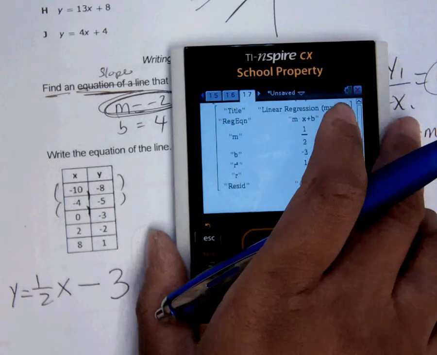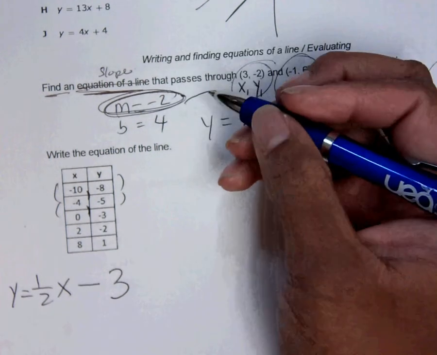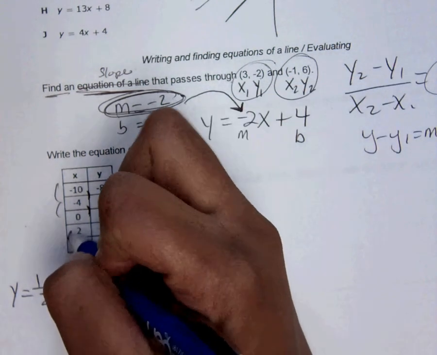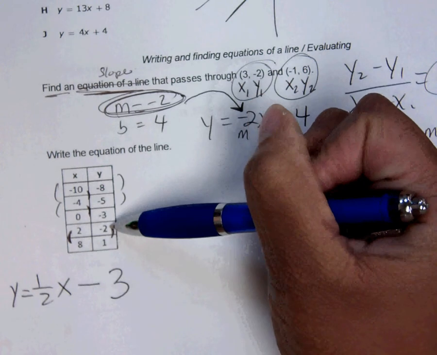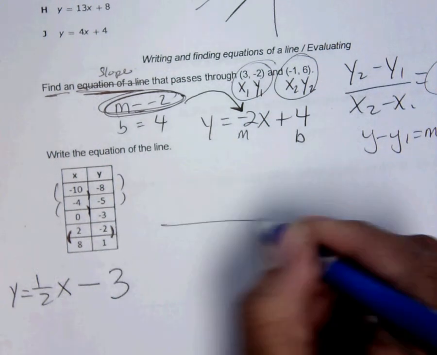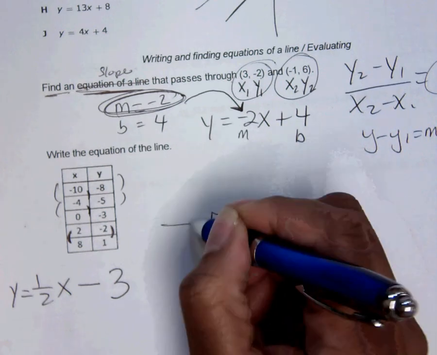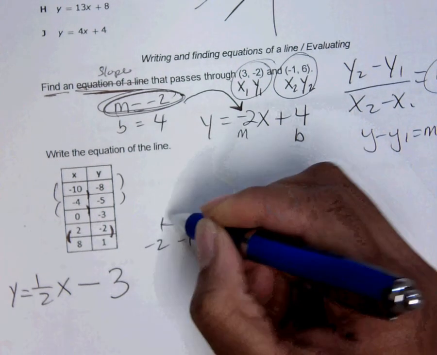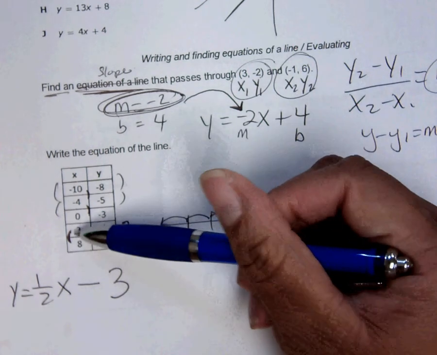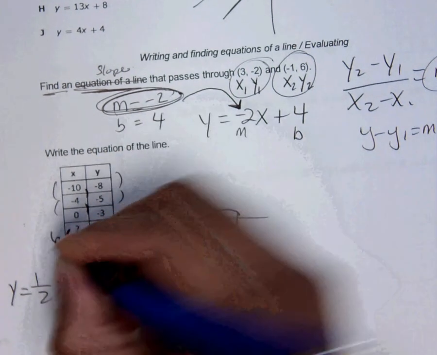Now, if you want to do it by hand, all you have to do is find the slope. So you would do the change in y over the change in x. So negative 2 all the way to 1 would be how many steps? Well, here is 1 and here is negative 2. So 1, 2, 3 steps. So that's 3. If I'm going from 2 to 8, that's 6 steps.